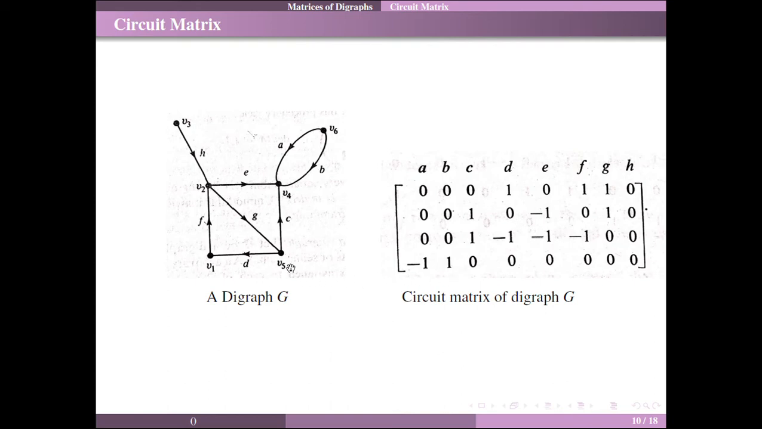Suppose we consider the circuit corresponding to these 4 edges, that is C, D, F and E, and let us assume that the orientation is in the counterclockwise direction. Then C is along the direction, so C is assigned plus 1. E is in the opposite direction, so E will be minus 1. F is also in the opposite direction, so F is assigned minus 1. D is also in the opposite direction, so D is minus 1, and that is written in the corresponding 3rd row. Similarly, we can write the circuit matrix for all the 4 circuits in the given digraph G.